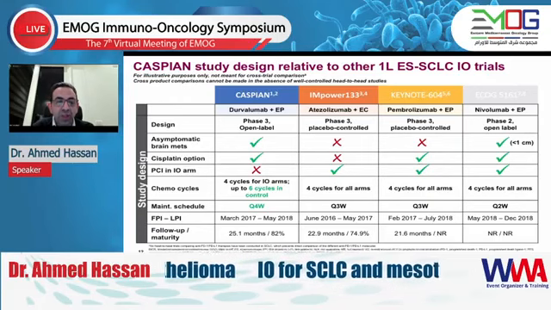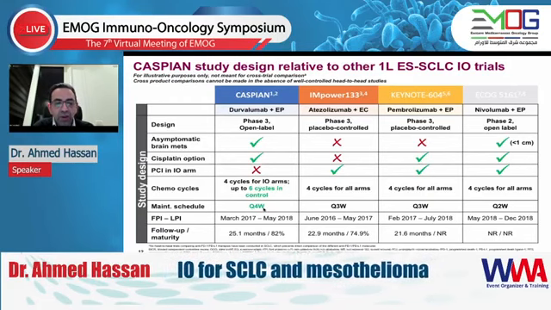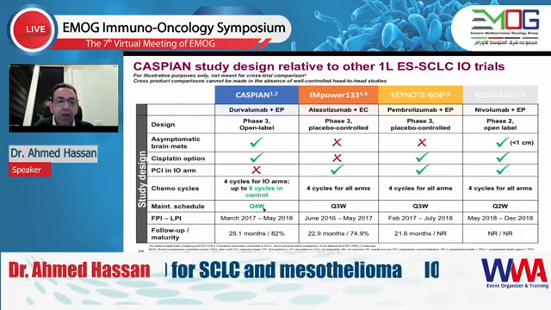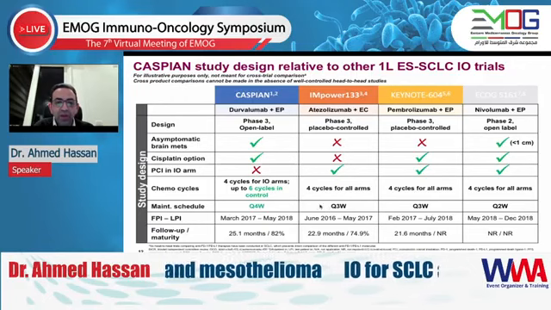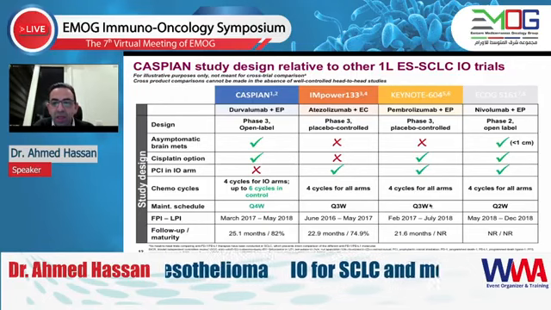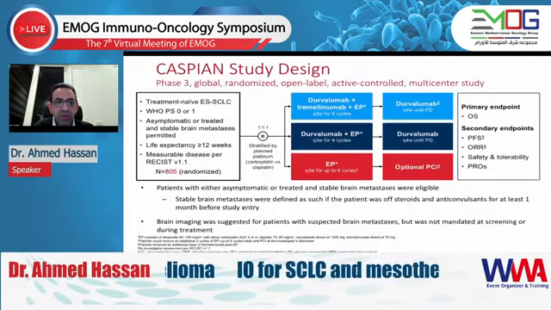Caspian allowed for 6 cycles, which is more relevant to what we do here most of the times in Egypt. And then they all offered maintenance immunotherapy after completion of the chemotherapy. Caspian offered durvalumab every 4 weeks. IMpower offered atezolizumab every 3 weeks. And here, pembrolizumab in the Keynote study every 3 weeks.